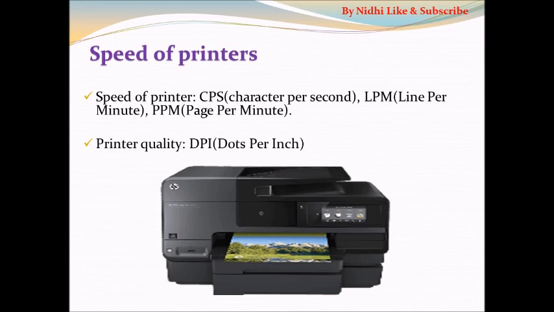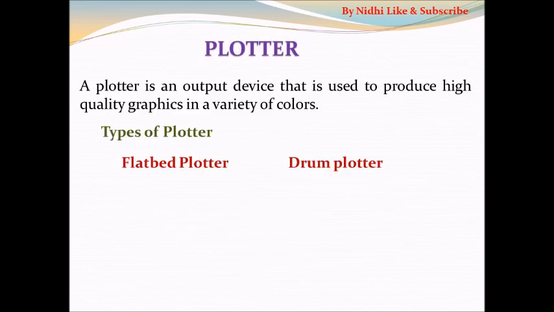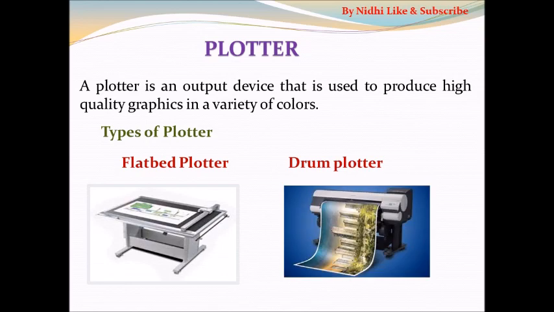Next output device is the plotter. A plotter is an output device that is used to produce high quality graphics in a variety of colors, used for printing maps or architectural things, or you can say the design of a ship, aircraft, etc., that we need in high quality. So that can be produced with a plotter. Out of all the output devices, only the plotter will produce high quality graphics in a variety of colors, and after that we can consider the 3D printer or laser printers.